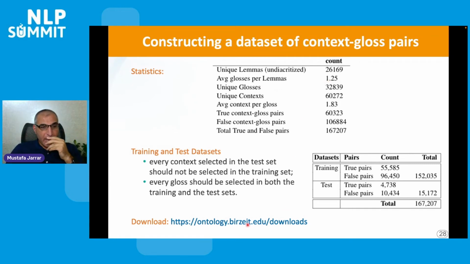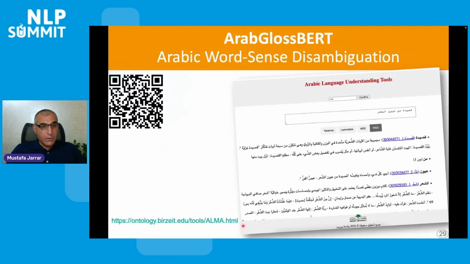You can download the data through this link, and you can also try it through another link here. You can scan the QR code, and you put in the sentence and click WSD, and it will show you the gloss or the meaning of every word in this sentence. So if you keep this word and use it to mean another thing, it will show you another one. Well, it's not ideal, it's just 84% accuracy.